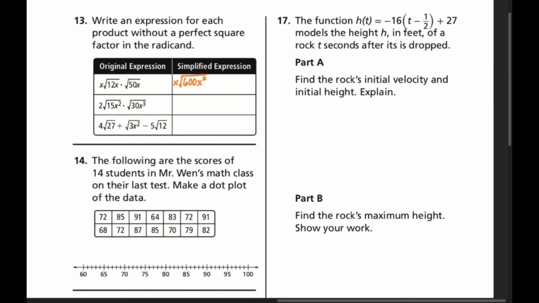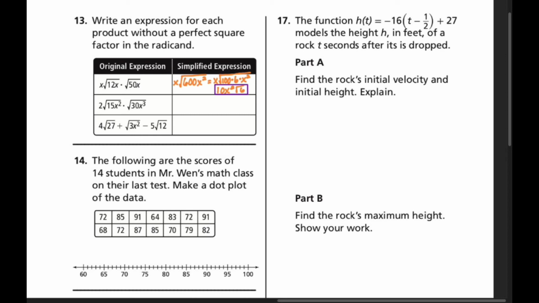I know the x squared can come out as an x, and it'll multiply with the x that's already out there. But with 600, I'm going to have to break it up into 100, which is a perfect square, and 6, which is a non-perfect square. So the 100 will come out as a 10. Multiply with the x that's already out there, so that's going to be 10x. And then this x squared is going to come out as an x. So that'll turn into 10x squared on the outside, and the 6 will be left on the inside. And that's your final answer for the first one.